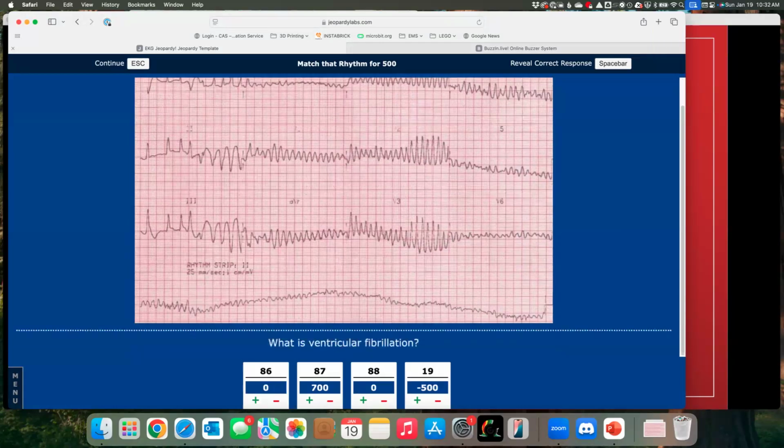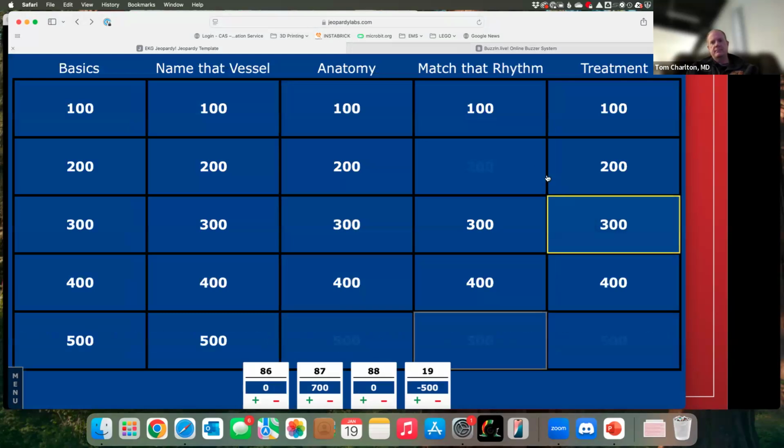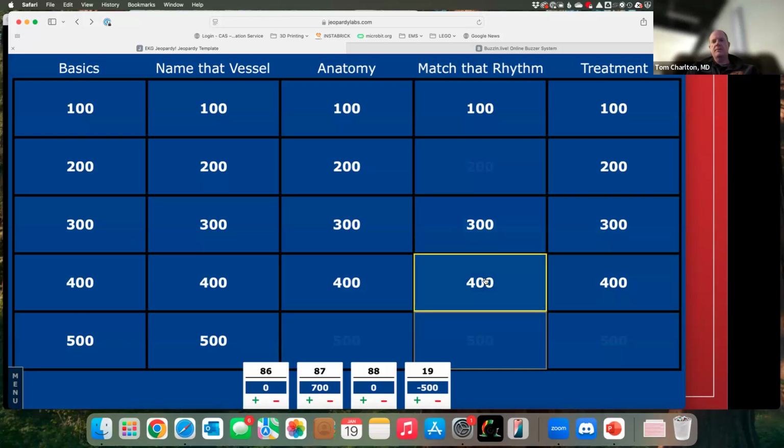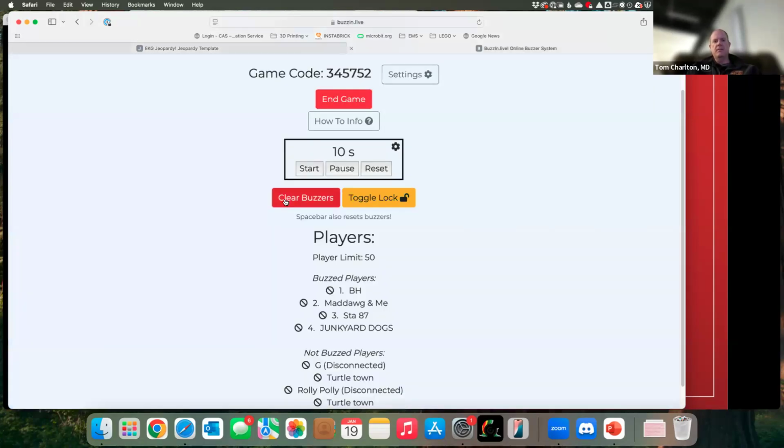Bobby beat us. So I'll give you credit for torsades, because this is kind of torsades with VFib. You hear that? You give me credit. Hold on, did I give you credit for, yeah, I did. Okay, so you want 400? Okay, match that rhythm for 400. Let me clear the buzzer.